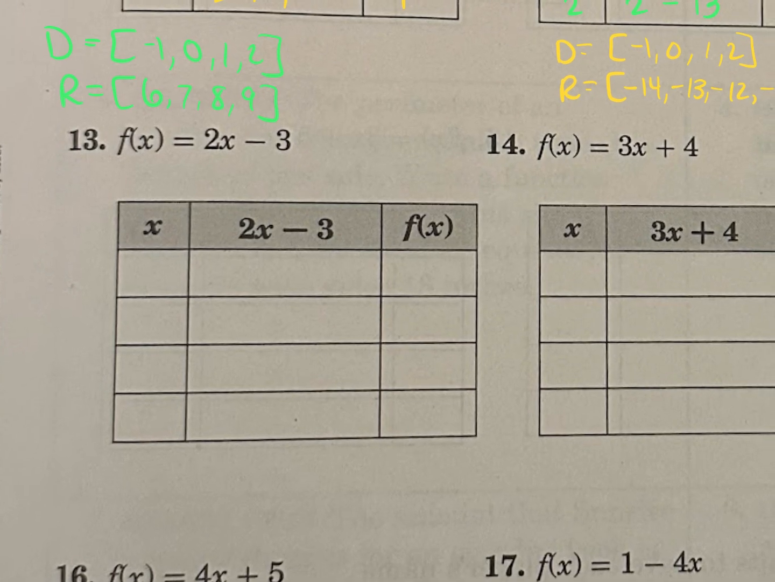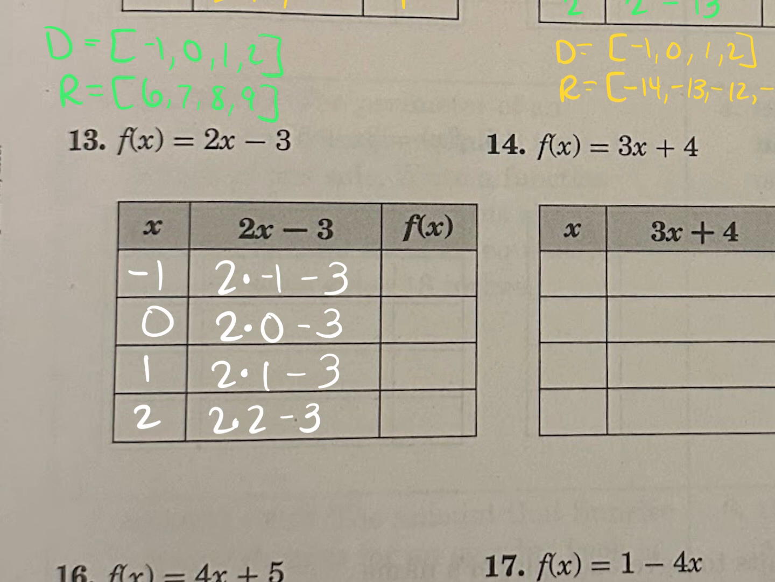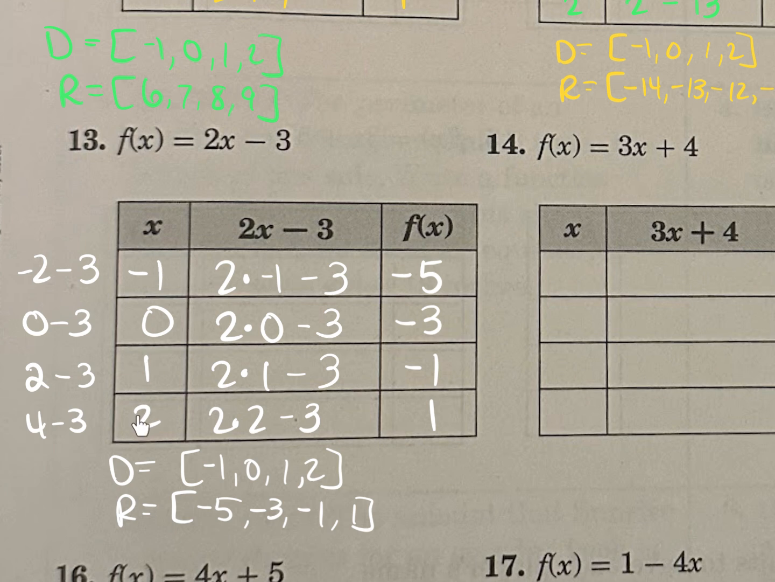Okay, question 13. All right, I picked the same numbers again. 2 times negative 1 is negative 2. Negative 2 minus 3. I like seeing it written out when I have negatives because I feel like I might make a mistake in my head. Same signs, find the sum, then think bigger. 2 times 0 minus 3 is negative 3. 2 times 1 is 2 minus 3. 2 times 2 is 4, 4 minus 3. My domain are the numbers that I picked. My range are my answers, least to greatest.